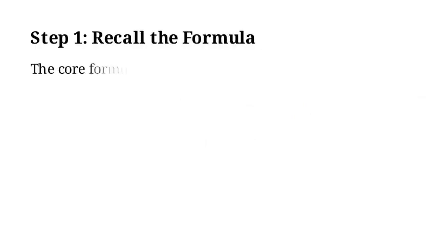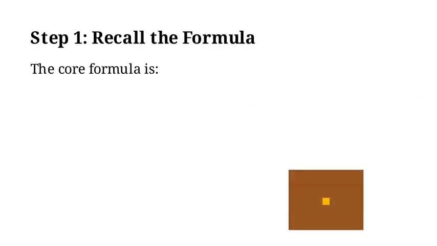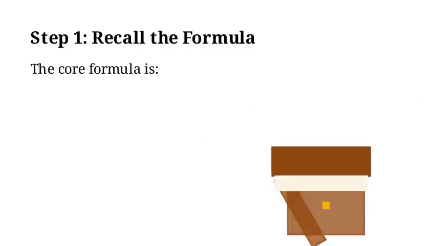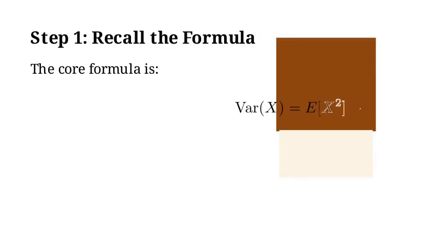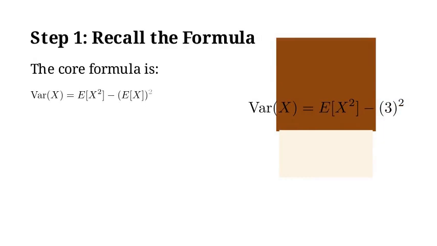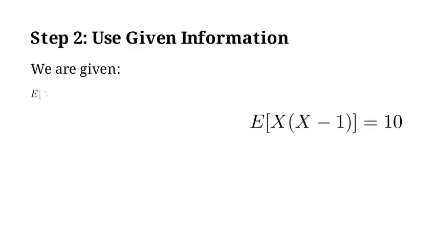First, let's open our toolbox of formulas. The key to finding variance is this powerful equation. The variance of x equals the expected value of x squared minus the square of the expected value of x. We already know E[x] is 3. So our main goal now is to find the value of E[x squared]. Where can we find it? The secret to finding E[x squared] is hidden in the other piece of information we were given.